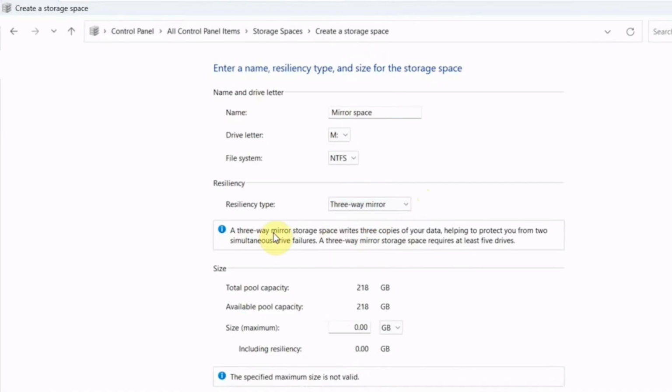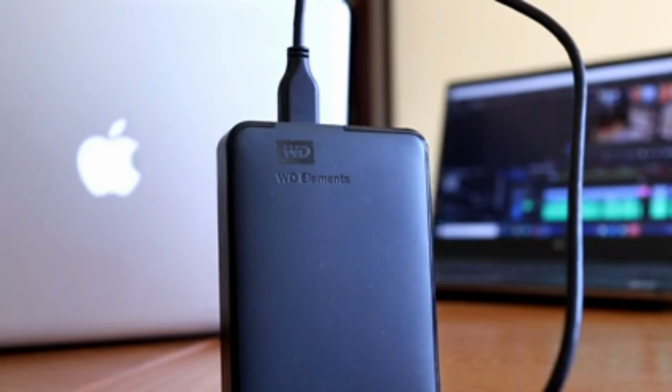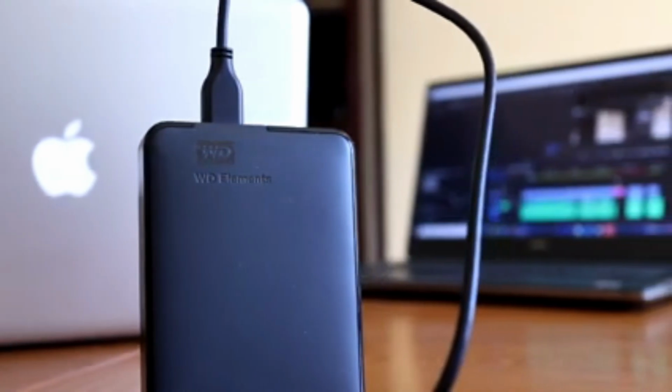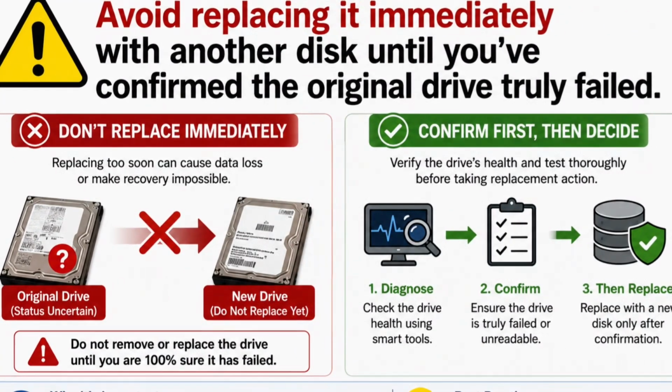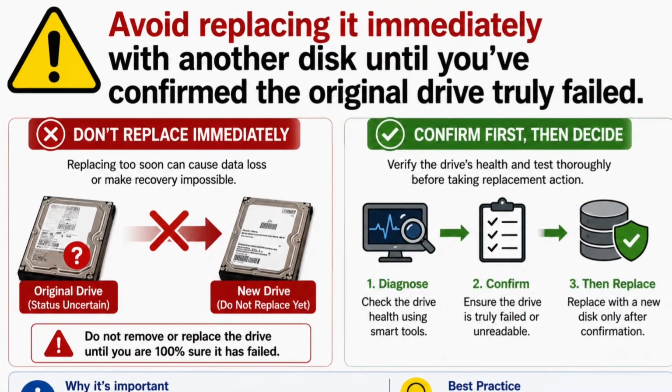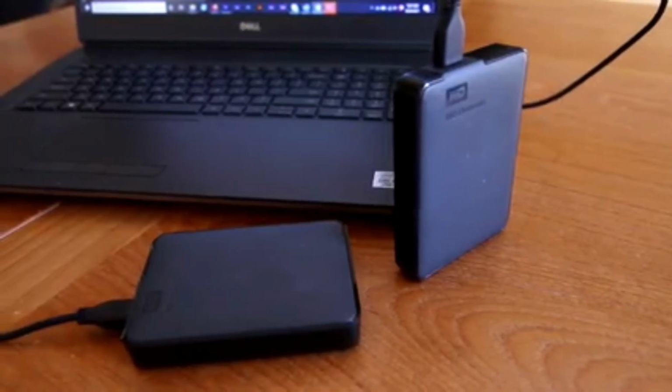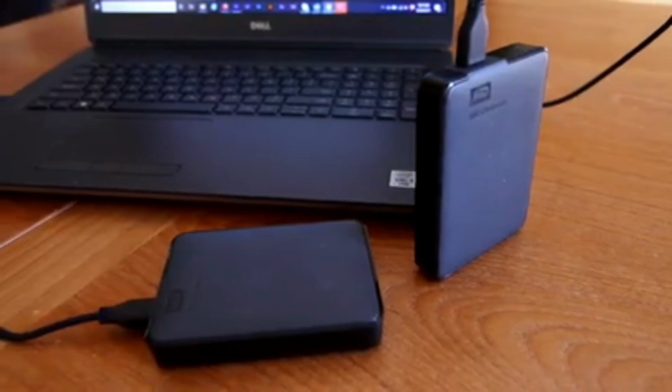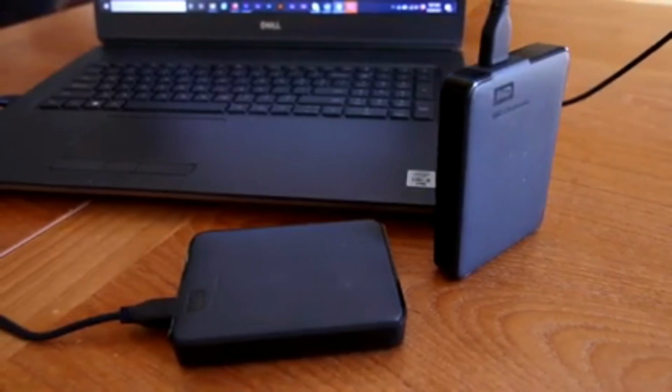If Windows reports reduced resiliency, determine which original drive is missing. Reconnect that exact drive whenever possible. Avoid replacing it immediately with another disk until you've confirmed the original drive truly failed. A replacement drive with similar capacity is not automatically interchangeable during troubleshooting.